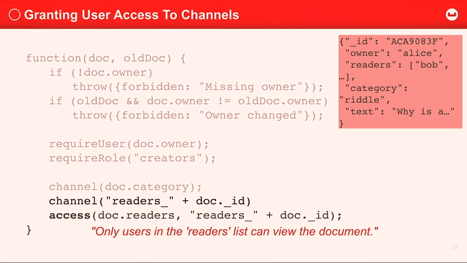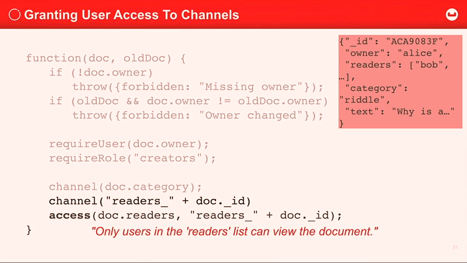Now the document's been tagged with the riddle channel, but we haven't necessarily assigned any users to that channel, so no one's actually going to be able to see the document. So the next thing that we want to do is assign all the users in the readers list for this document, and we want to assign them access to the channel that we're going to create as well.